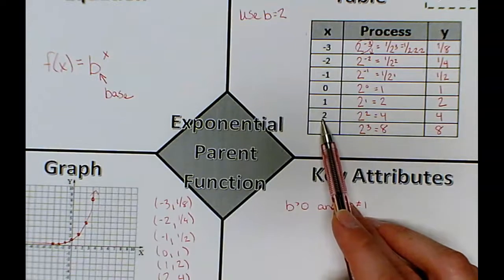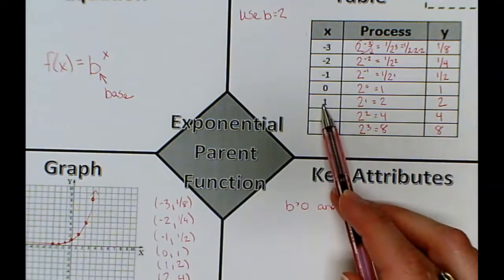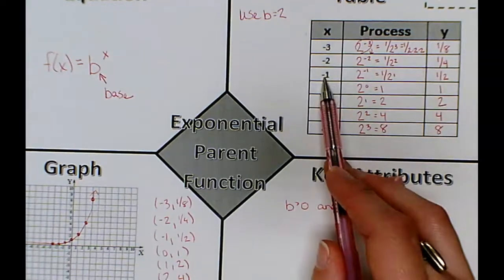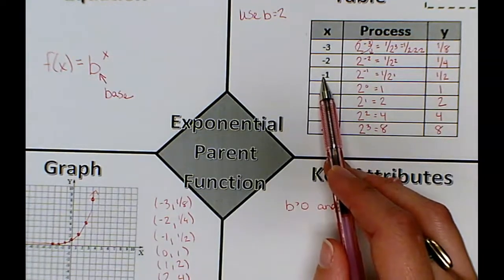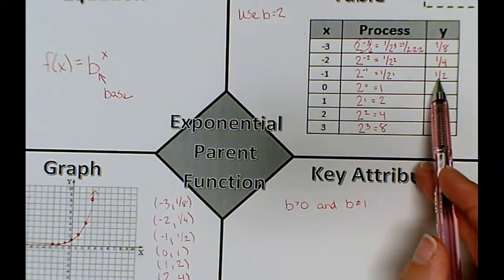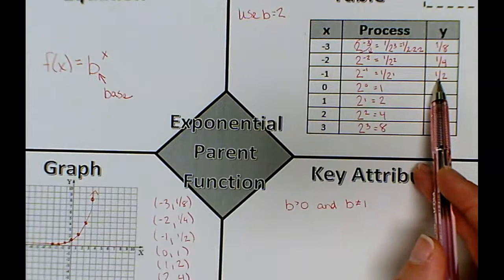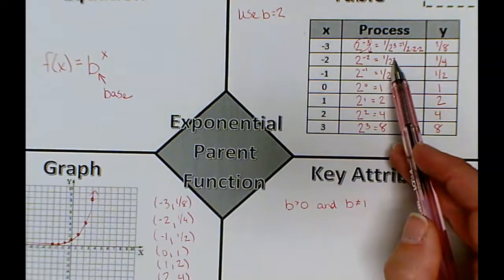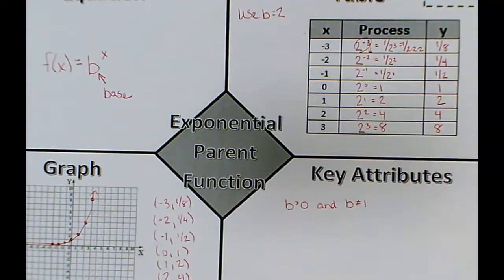1 to the power of 2, that'd be 1. 1 to the power of 1, that'd be 1. 1 to the power of 0, that'd be 1. 1 to the power of negative 1 would be 1 over 1 to the power of 1, and that would just be 1. So we're still getting 1s. 1 to the power of negative 2 would be 1 over 1 to the power of 2. That's still 1. So b is never going to be 1, and it's never going to be negative.